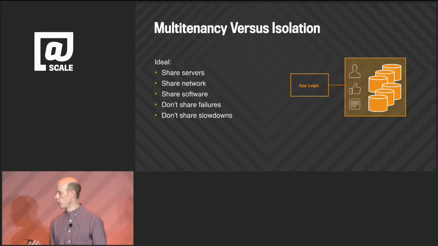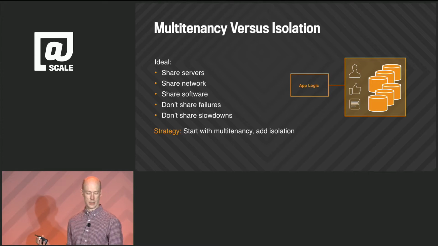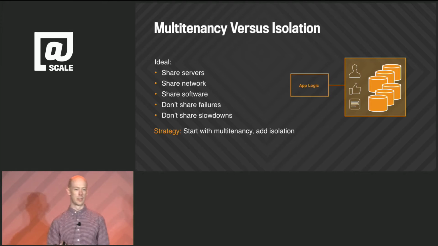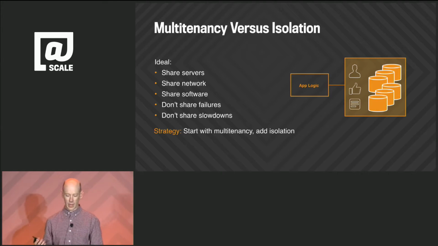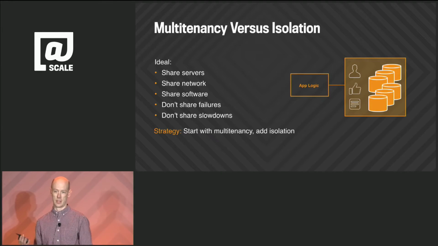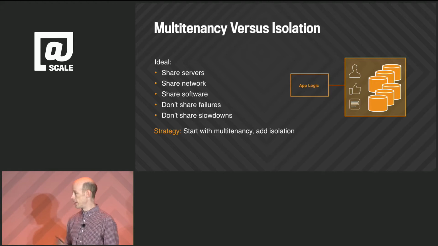The strategy that we used is we basically started with multi-tenancy, and then we add in as much isolation as we can. Multi-tenancy is required in our system because of the scale, and isolation is something that we can add in as much as possible.